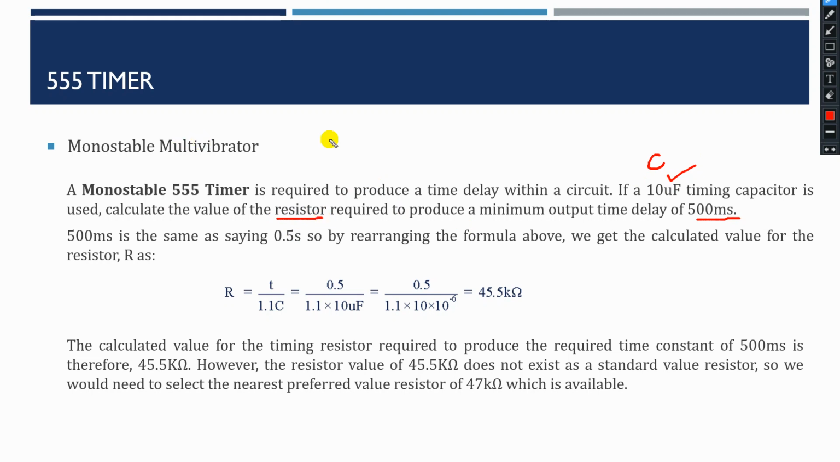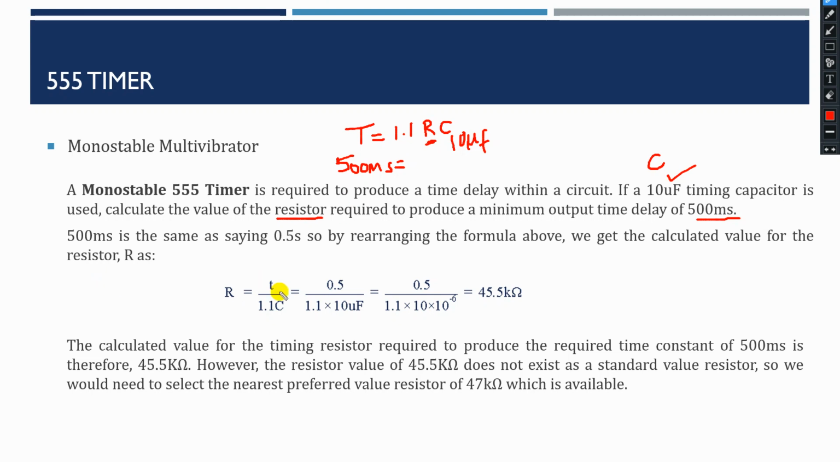What is the formula? The formula is nothing but T is equal to 1.1 into R into C. So what are they given here? They are given 10 microfarad. They are also given time, so 500 milliseconds. You need to find R. R needs to be found out.